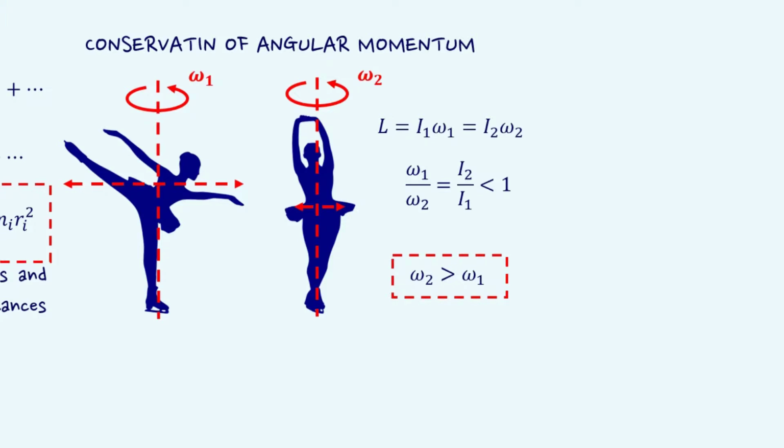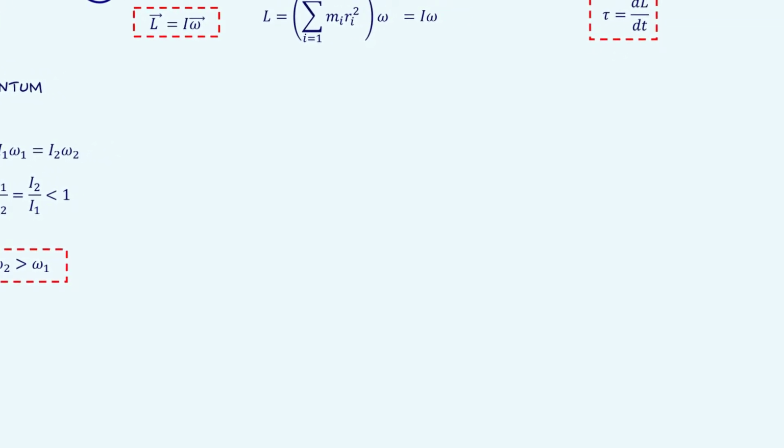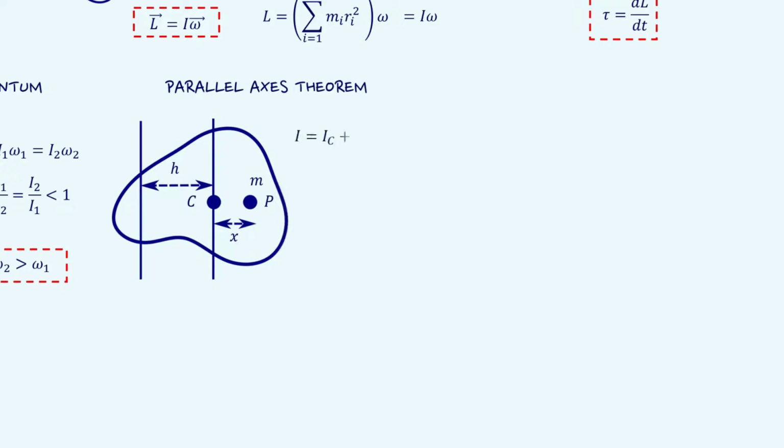Two very important theorems are associated with moment of inertia. These are the parallel axis theorem and the perpendicular axis theorem. The parallel axis theorem states that the moment of inertia of a rigid body about any given axis is equal to its moment of inertia about a parallel axis passing through its center of mass plus the product of the mass of the body and the square of the perpendicular distance between the two parallel axes.